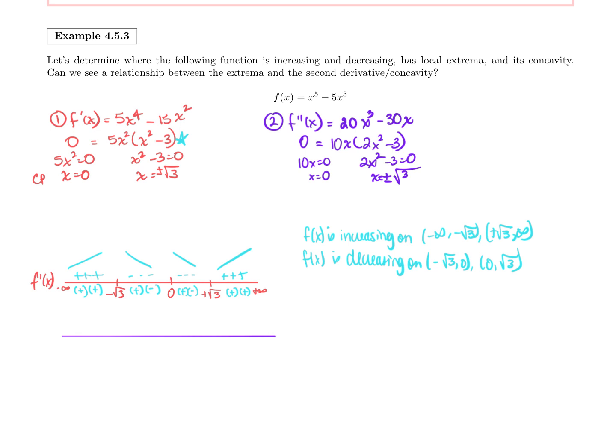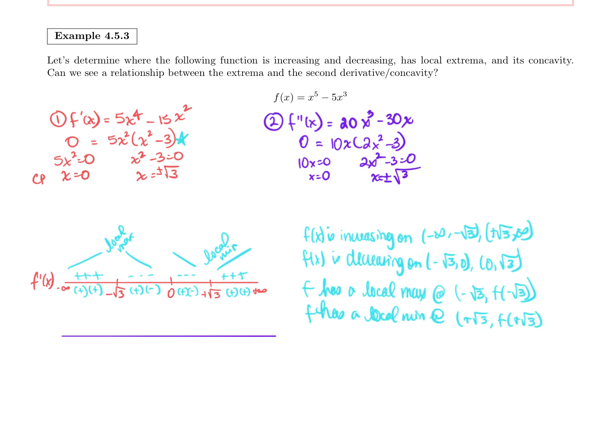Well, we didn't label any maxes or mins, but when we switch from increasing to decreasing, we know we have a local max. When we have decreasing to increasing, we know we have a local min. So F has a local max at negative root 3, F of negative root 3. F has a local min at positive root 3, F of positive root 3.